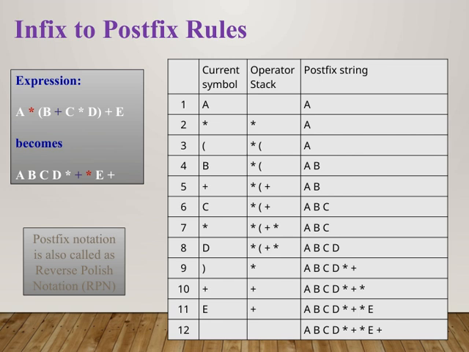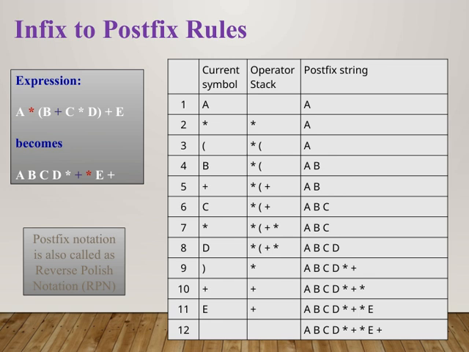As we process b, we add it directly to our postfix string. When we see the plus operator, we push it onto the stack, but since multiplication has higher precedence, we keep it on top. Next, we process c and d, adding them to the postfix string. When we reach the multiplication operator between c and d, we push it onto the stack.